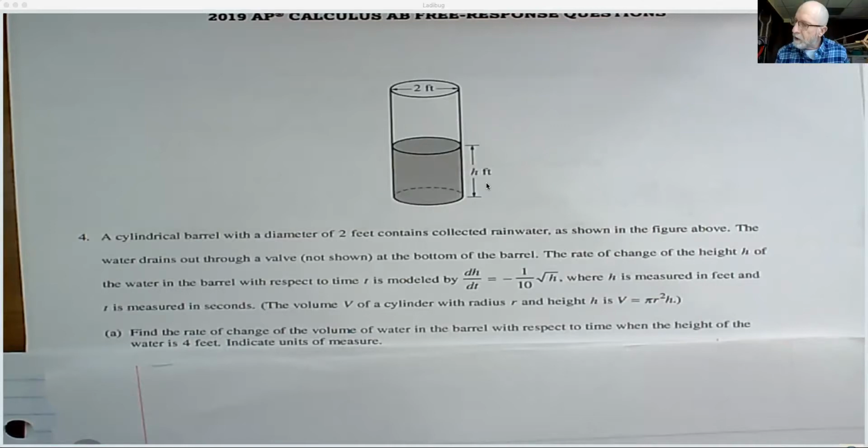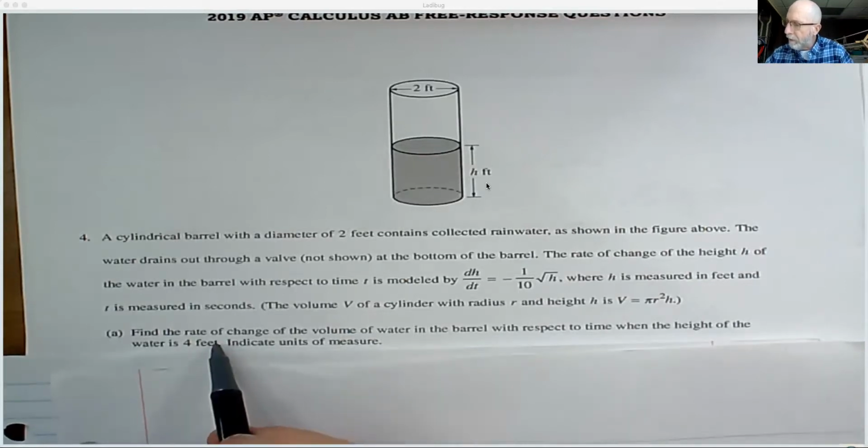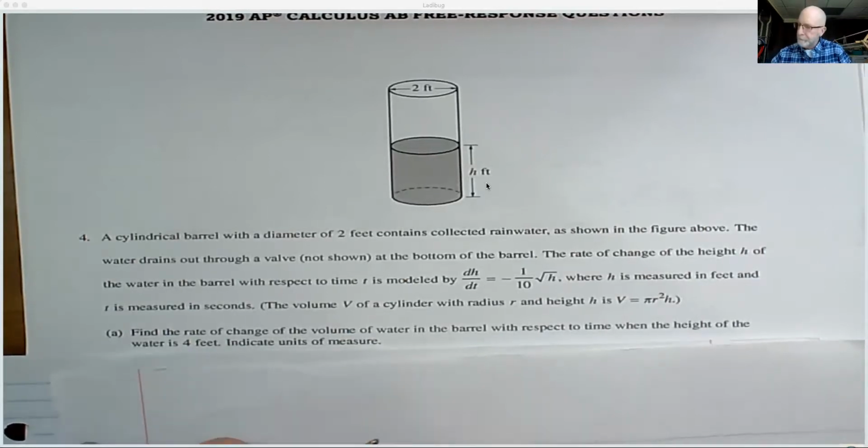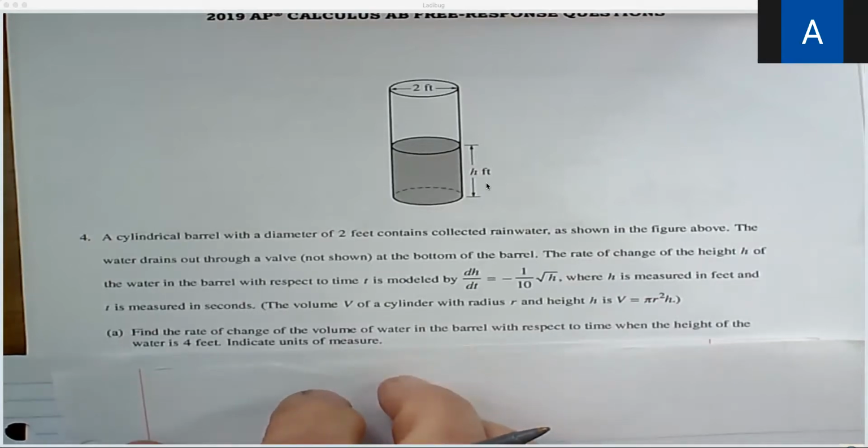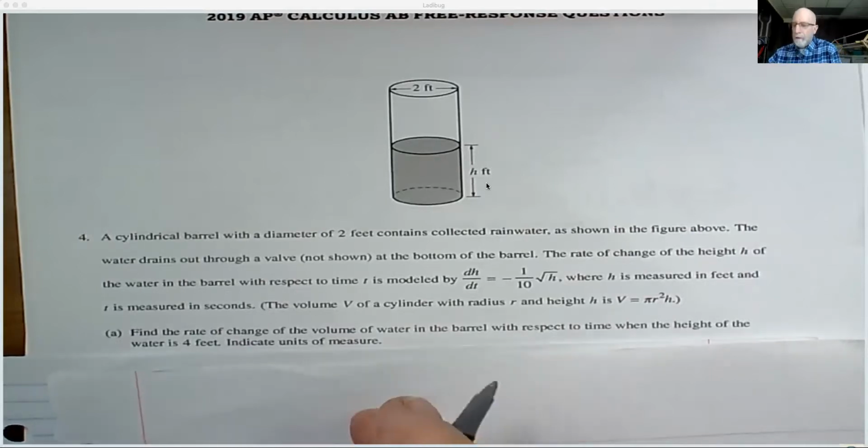Rate of change of volume of the water. Are we going to integrate or take a derivative? Take the derivative. You're right. What words indicate to you to take a derivative? Rate of change. Perfect. What are we going to take the derivative of?